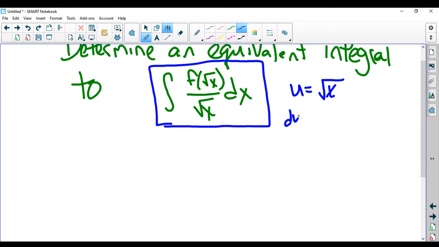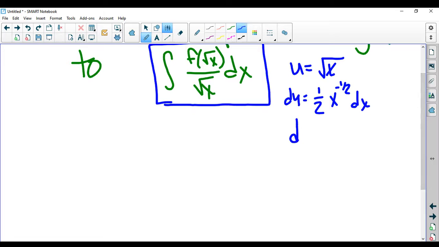du is 1/2 x to the negative 1/2 dx, or 1/2 root of x dx, which means 1/root of x dx is 2 times du. That's this part of it.